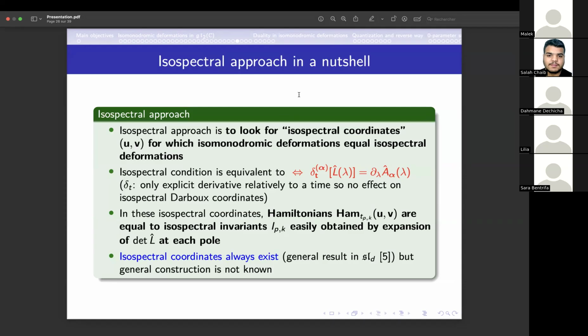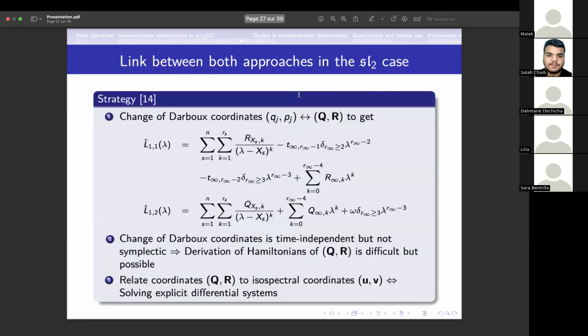So this is the problem behind, and this is what we tried to remedy when we considered our third work, linking the isospectral and the isomodromic approach. For this, we needed a change of coordinates that is not easy to find and non-trivial, in the sense that it's going to be time-dependent and non-symplectic. So the symplectic structure is going to change, and the time dependence is going to change things also. So it's going to be way more difficult to get the symplectic structure.